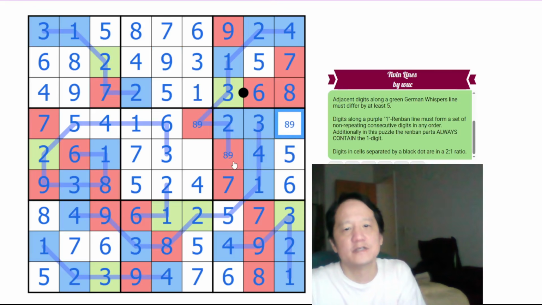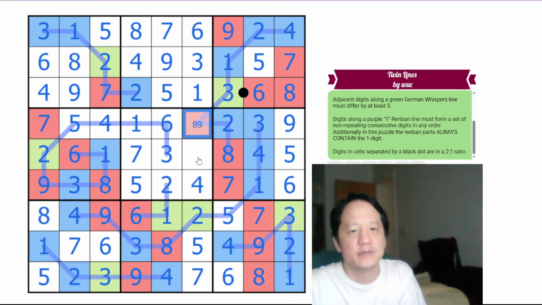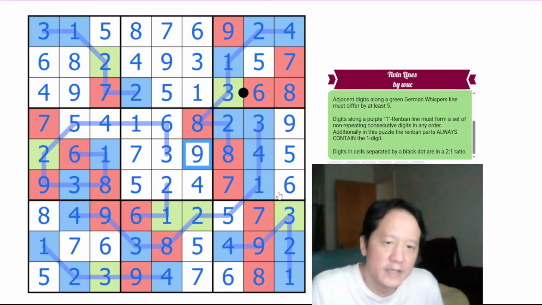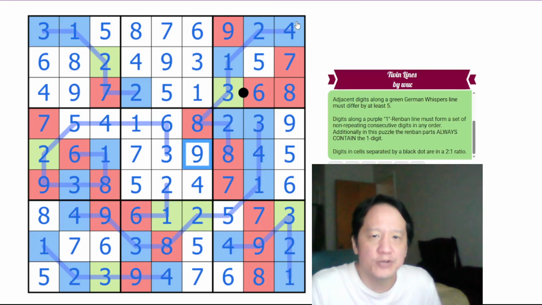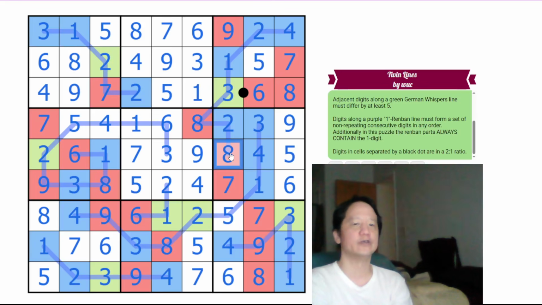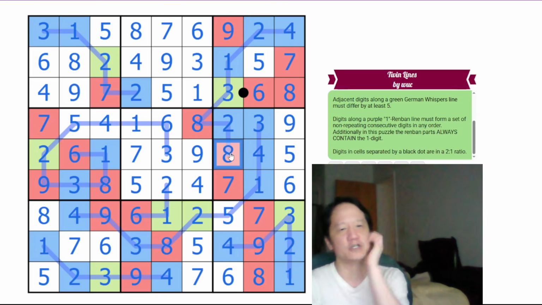8 eliminates 8 here, so it's 9 and 8. 9 eliminates 9 here, so that's 8, and that's 9. And that's a solution. Pretty interesting idea of combining two different lines together at one central point, and then having to deduce which portion is going which way.